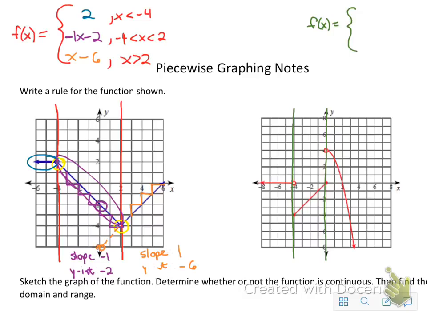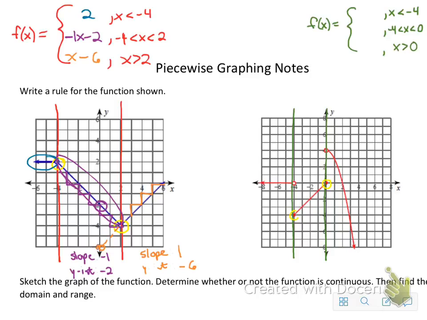our first domain is going to be to the left of -4. So x is less than -4. Our middle domain is going to be between -4 and 0. And then our right domain is going to be from 0 to infinity, so where x is greater than 0.